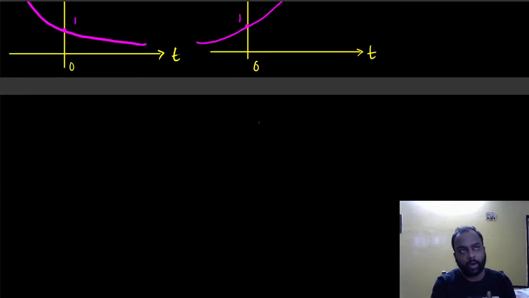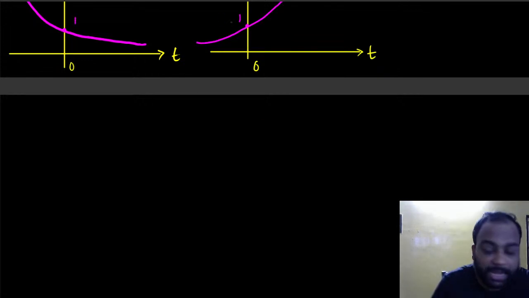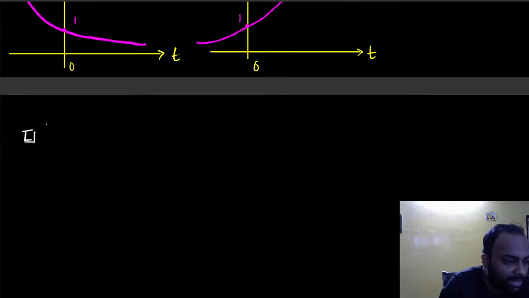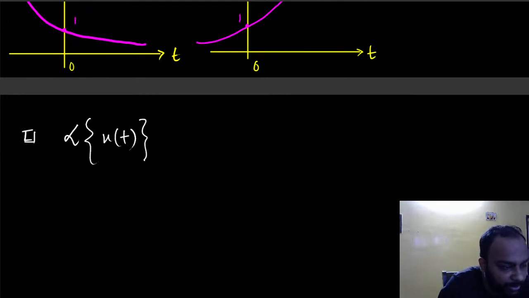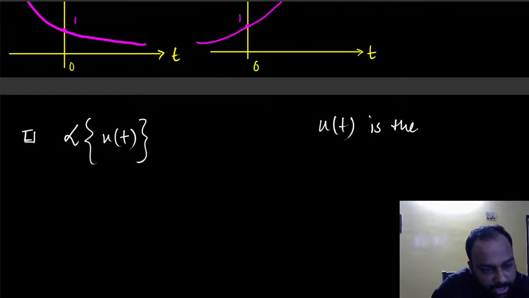So let's now calculate the Laplace transform of a very simple thing, the unit step function, and you will see why this actually matters. Now let's calculate the Laplace transform of the Heaviside theta function, or the unit step function. So u(t) is the Heaviside theta function.